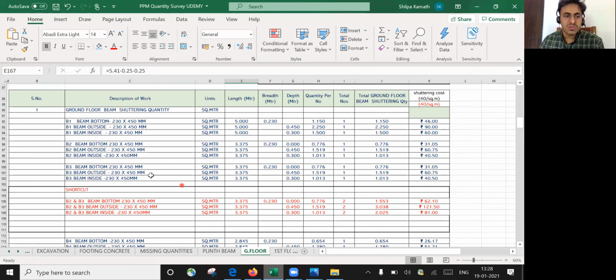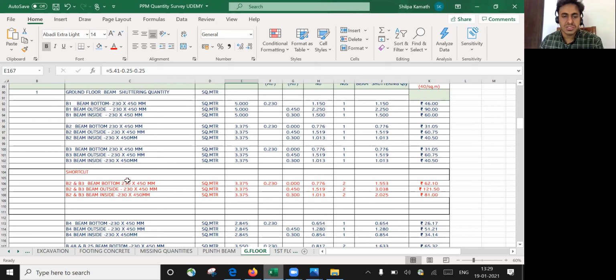It's B2 and B3, exactly. So instead of writing B2, B3 separately, it's a shortcut method. Put B2 and B3 together, and try to find out that center to center distance of that. It comes out to be 3.375 only. And instead of multiplying this by 111 here, try to multiply this by 2, so that whatever quantity you are getting here, the same thing you are going to get here.